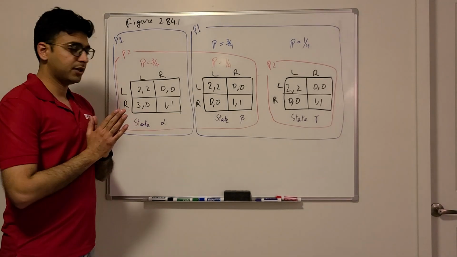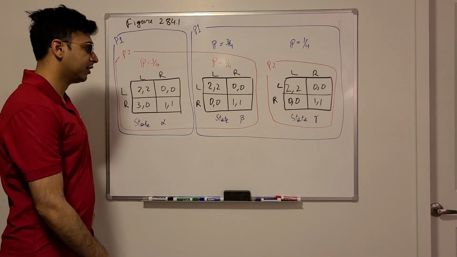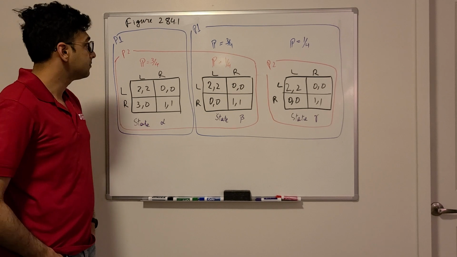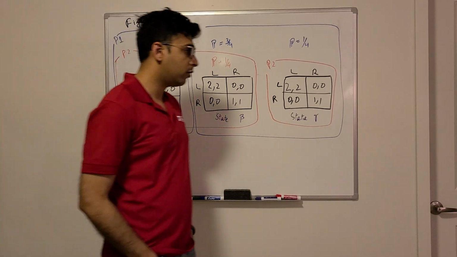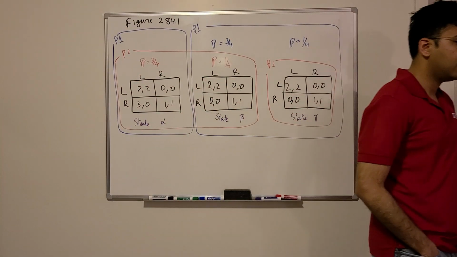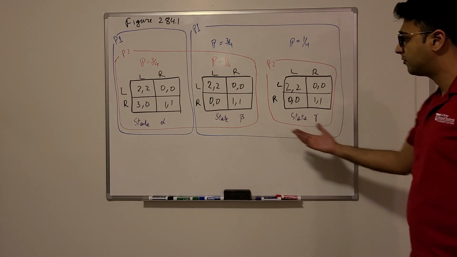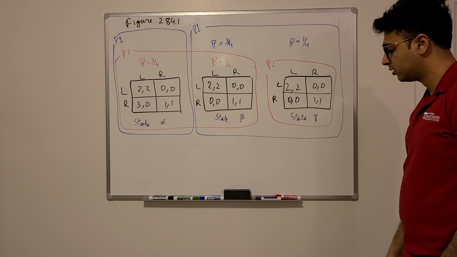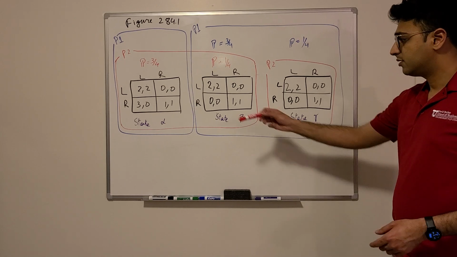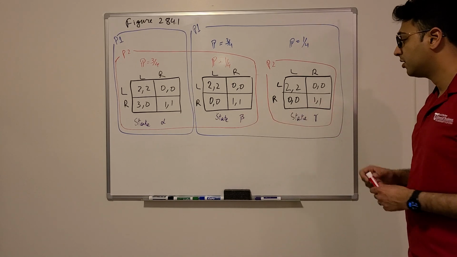Alright, so welcome to the third video on Bayesian games today. This is figure 284.1 from the book, and what this figure says is that there are three possible games that are being played, three states of the world: state alpha, beta and gamma.